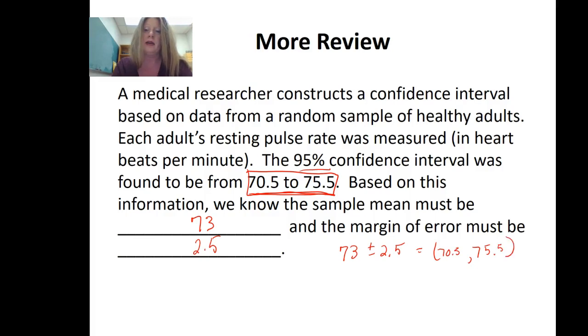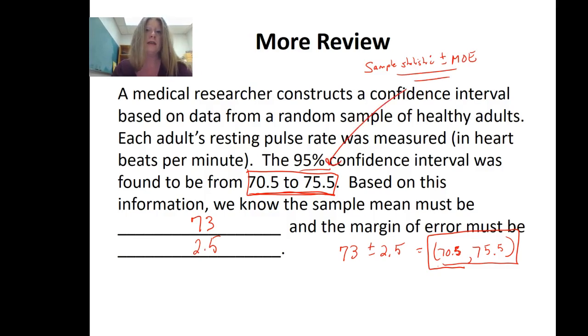I should have said plus 2.5 will give you 75.5, but hopefully you're getting the idea here. So again, we know nothing here about sample size. We don't need to know that to figure this out. We're not really trying to plug anything into particular formulas here. We're just working backward based on what we understand about that general format of the interval. Sample statistic plus or minus margin of error is what gives us our confidence interval.